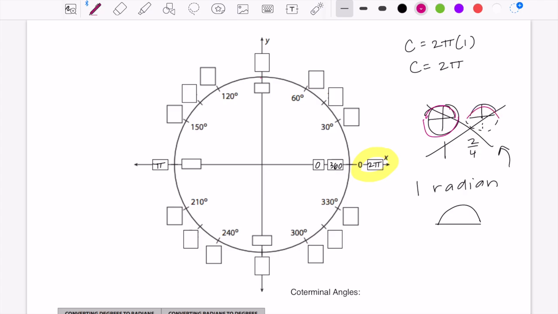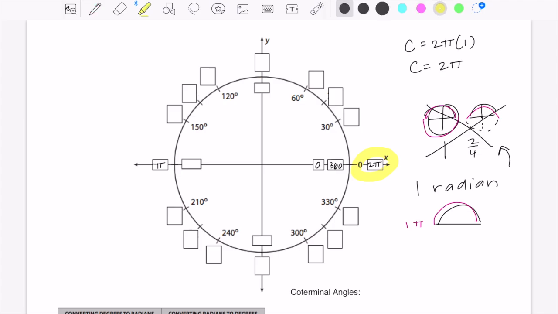So just to be clear, you need to be very aware that this right here is pi, or 1 pi. So you're dealing with semicircles now, not whole circles. So be very aware of that. Okay, so this is where one semicircle is.